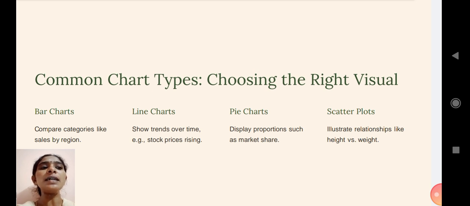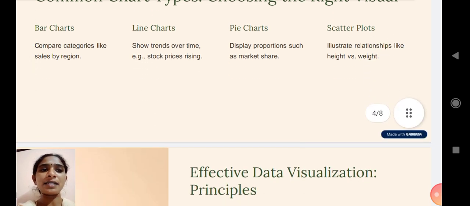These are the visual elements. We have many visual elements, and based on the organization and the data, we choose which to use. Some organizations use only bar charts, while others use pie charts. So based on the organization and the information we have extracted, we use the visual elements.